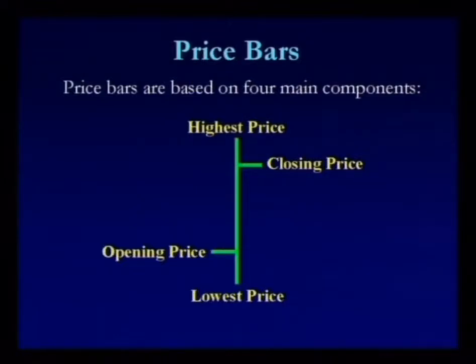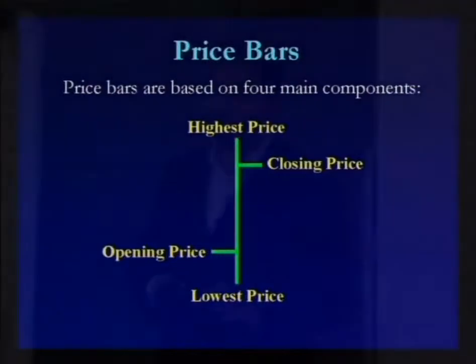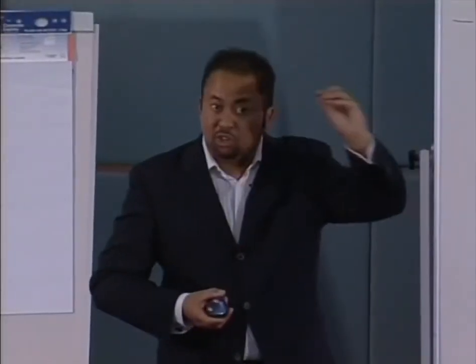Okay, and then the top of the bar represents the highest price reached, the bottom of the bar represents the lowest price reached for that day, and wherever that right bit ends up is the closing price. In other words, when the market closes at 4 p.m, whatever the last trading price was for that share will represent your closing price.